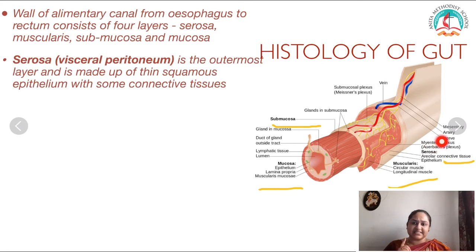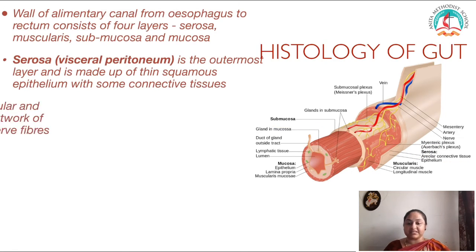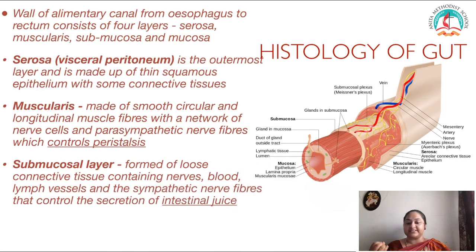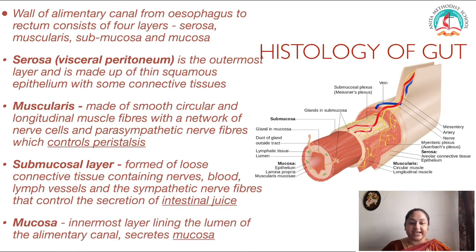Muscularis is made up of smooth, circular and longitudinal muscle fibers with a network of nerve cells and parasympathetic nerve fibers which control peristalsis. The submucosal layer is formed of loose connective tissue containing nerves, blood and lymph vessels and the sympathetic nerve fibers that control the secretion of intestinal juice. Finally, the mucosa is the innermost layer lining the lumen of the alimentary canal and it secretes mucus.